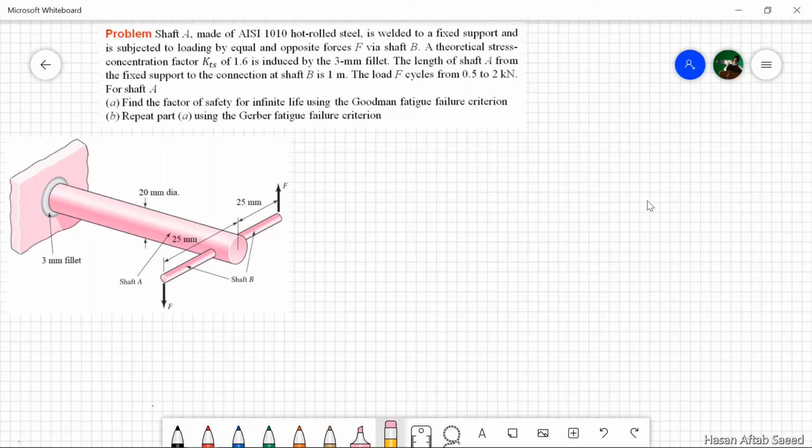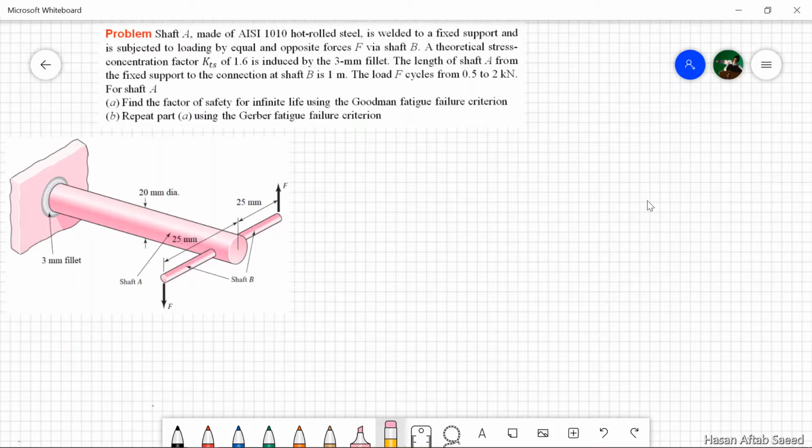Bismillahirrahmanirrahim. This is the second part of fatigue in torsion, and here we are going to do a numerical problem. The statement is given. There's this shaft which is connected to a wall, and there's a couple applied to it, which is changing in magnitude. The force is changing from 0.5 to 2 kilonewtons. So the torque also changes.